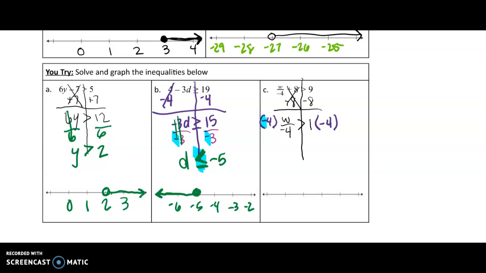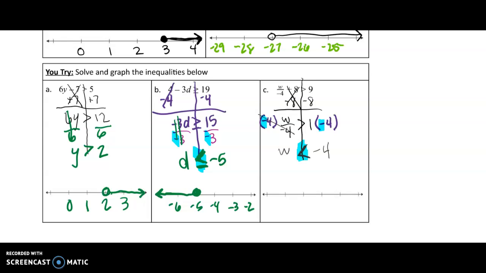I multiplied by a negative on both sides, so that means that I need to switch the direction of my inequality. And now my inequality is going to be a less than sign. Negative 4 and negative times w divided by negative 4, those cancel. And I have w. 1 times negative 4 is negative 4.